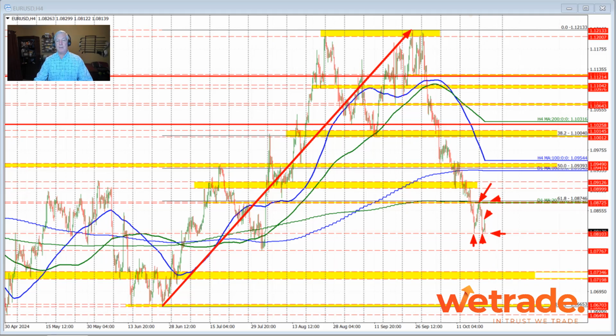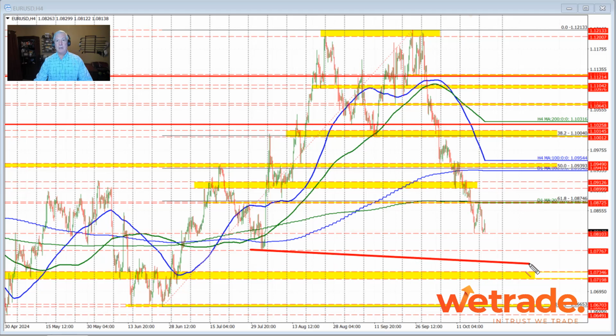If we break below that level, that would open up the door with a move down toward the low price going back to the end of July. That's this low right here. That level comes in at 1.07766. If we get below that level, it opens the door for further selling pressure down toward this swing area down through here. This goes back in time even before this April 30th type date.